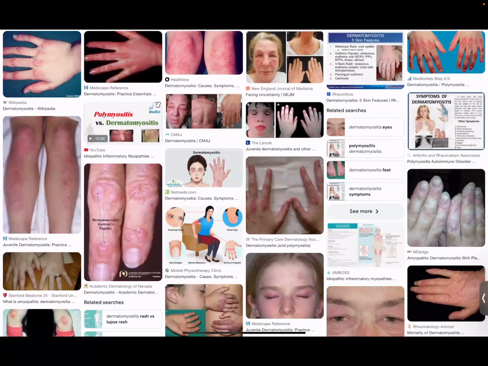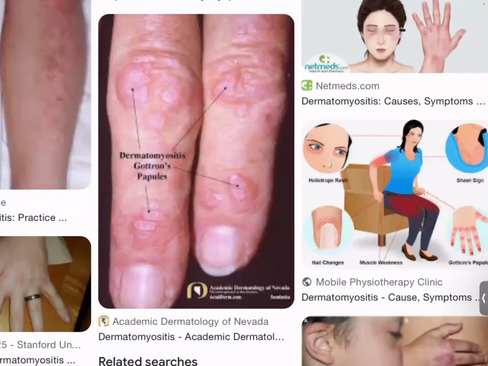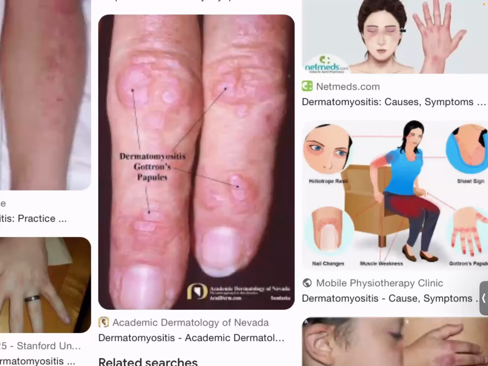What is this? Dermatomyositis. Gottron papules. Okay, this is Gottron papules. I want to look carefully in order not to misdiagnose as psoriasis. Very close to the diagnosis of psoriasis.